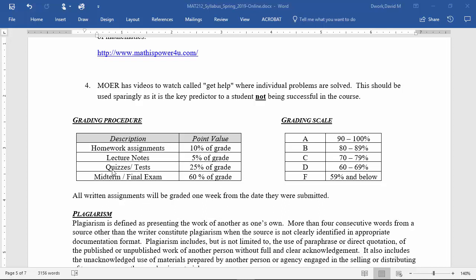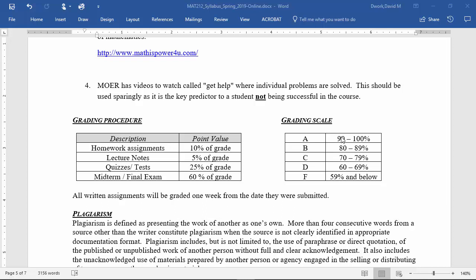When you submit quizzes and tests, those are expected to be done in writing, which you'll make sure you understand when it's time to take them. The work will be graded within 1 week from when it is submitted, meaning not when it is due. So if it's due on a Tuesday, I don't get it till Wednesday, so you can expect to get it back graded by the next Wednesday.